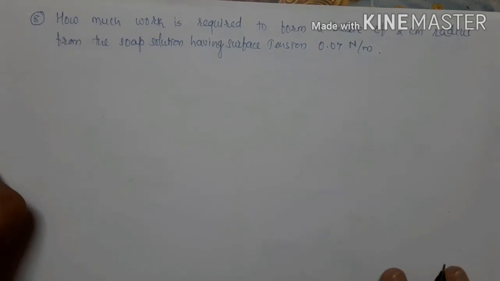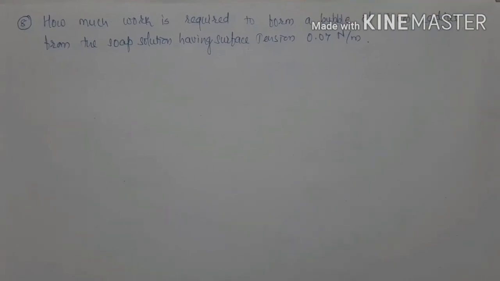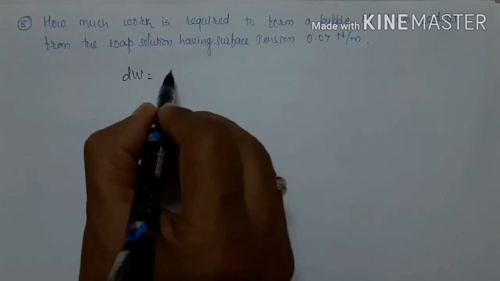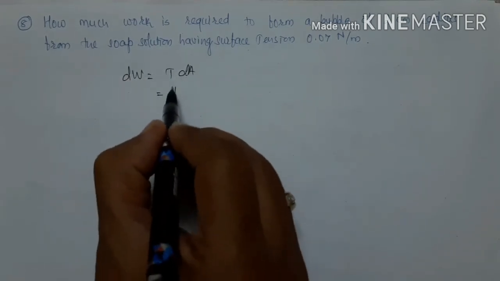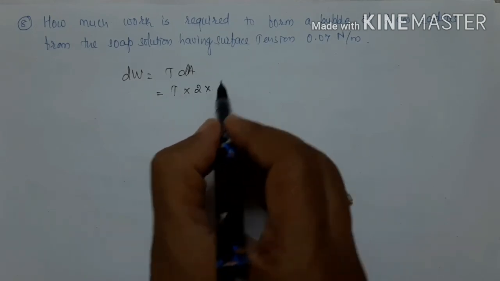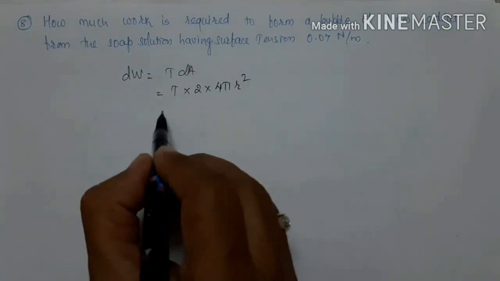The next question is: how much work is required to form a bubble of 2 centimeter radius from a soap solution having surface tension 0.07 Newton per meter. The job is very simple because work done in blowing a soap bubble, dW, is equal to T into dA. As it is a soap bubble and it is in air, both the surfaces are in contact with air, therefore it should be T into 2 into 4 pi r square.